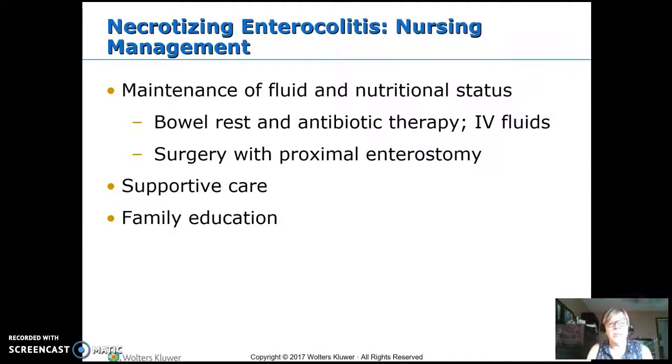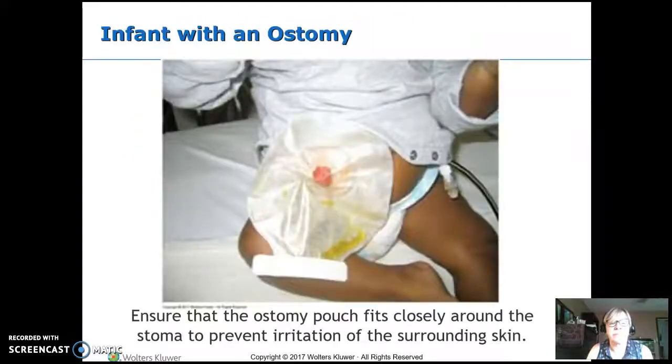So, supportive care and education for the family. They're going to have to learn to take care of the colostomy or ostomy. And here's an infant with an ostomy.